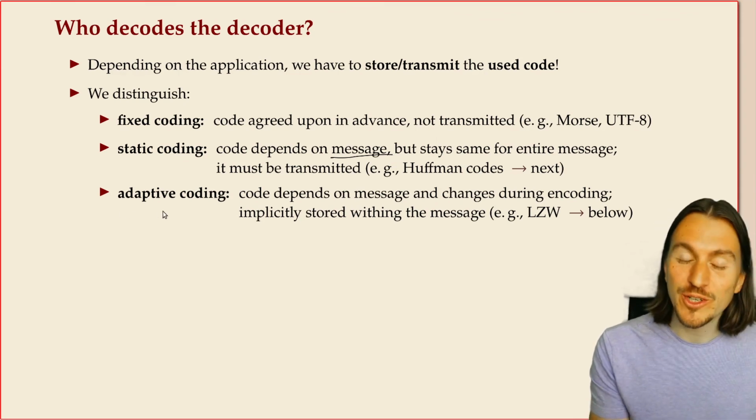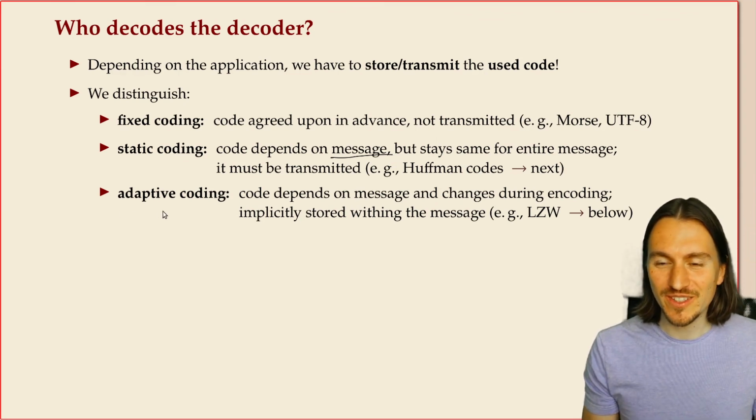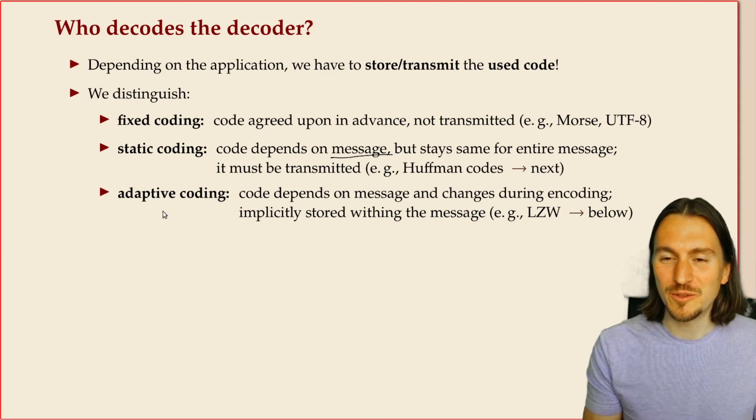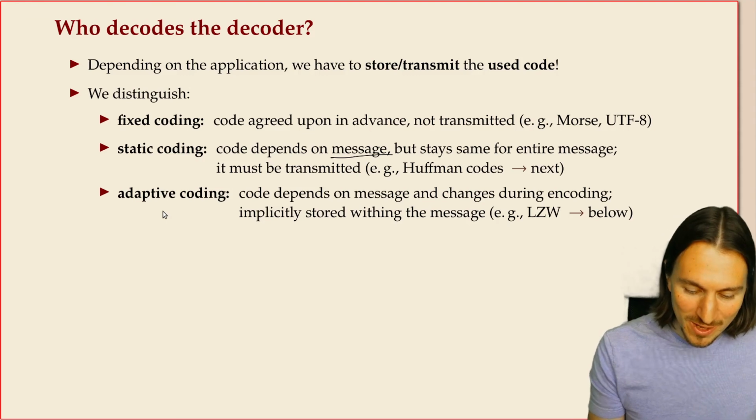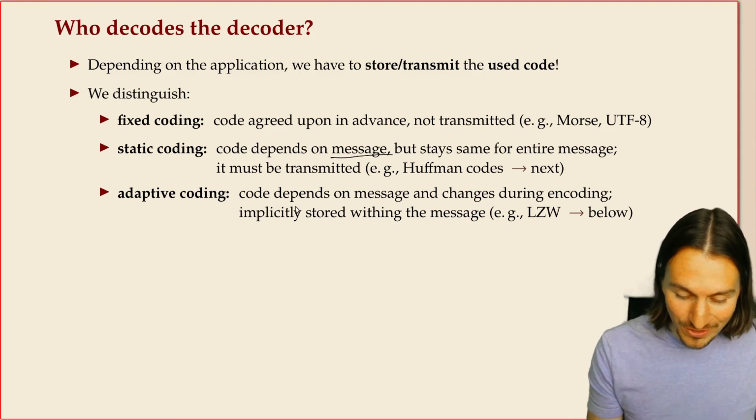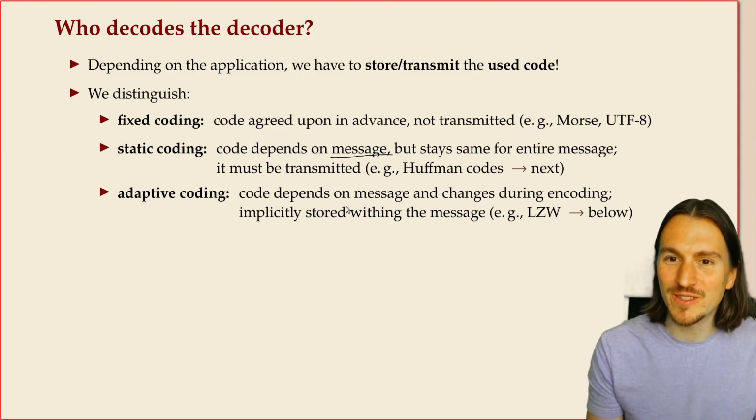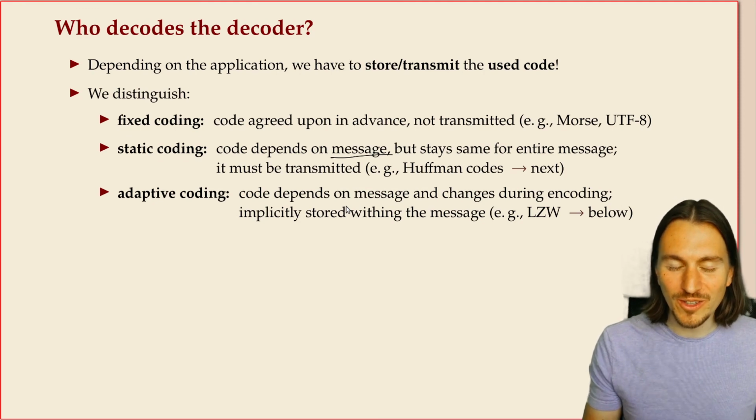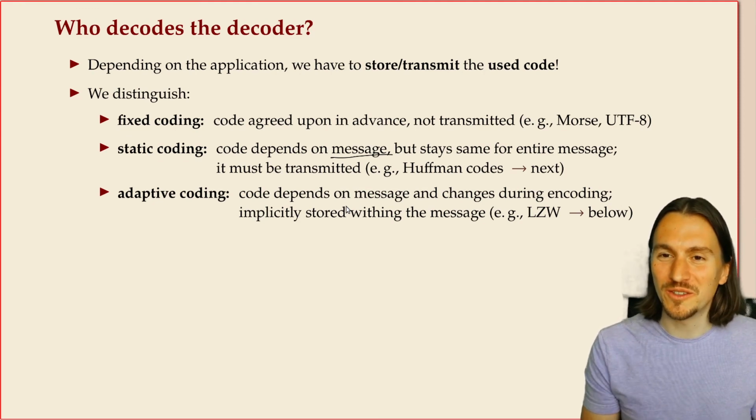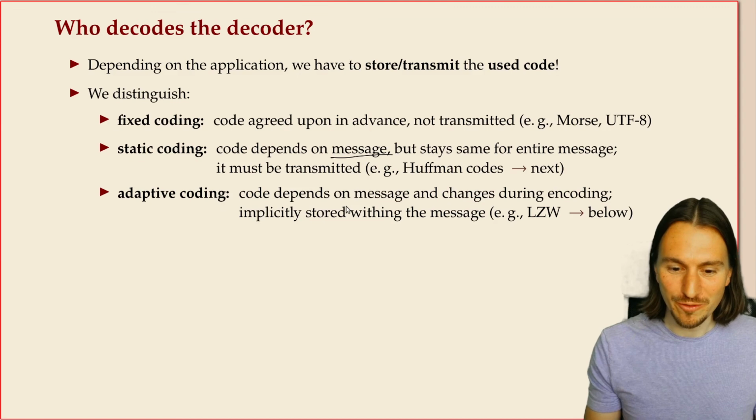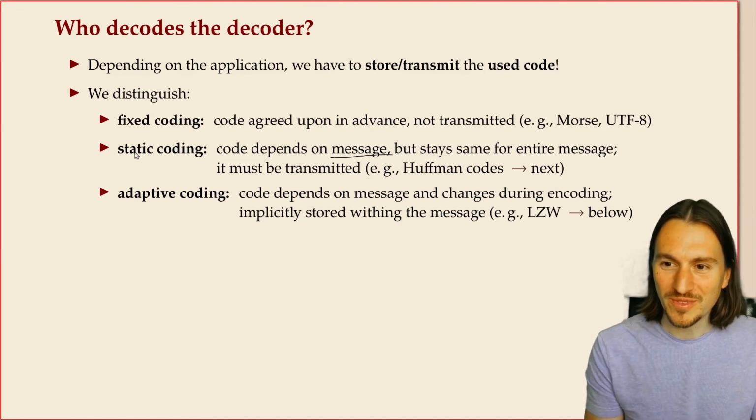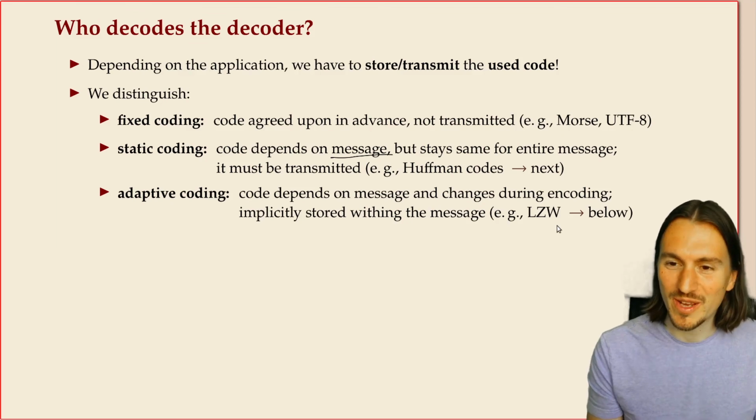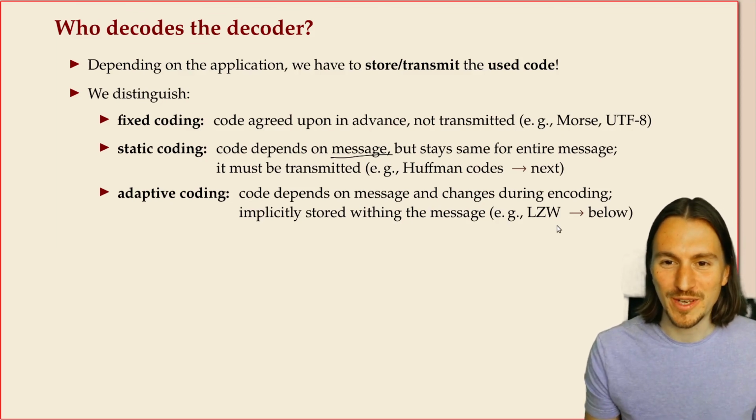And the third regime is adaptive coding. This is also, you will have to send the code in a sense as part of your coded message. But to make things worse, the code also changes while you encode. So the code is not a fixed thing as in the static case, but it keeps changing. And we'll see with LZW an example of adaptive coding.